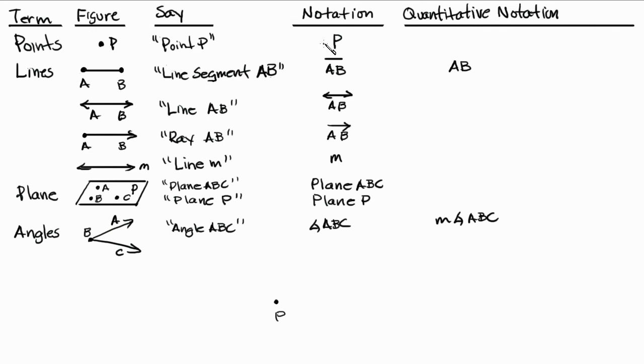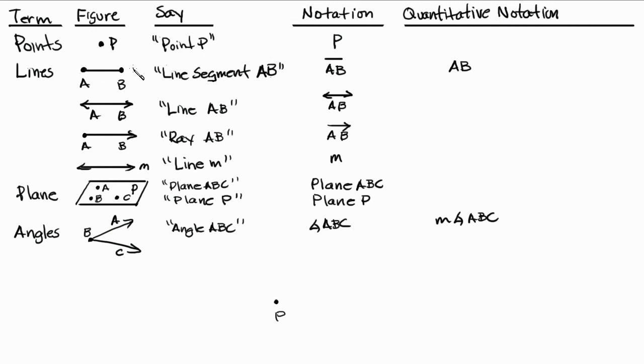And the notation for it is always a capital letter. So whatever letter is assigned to that point is going to be the notation for it. So P. So you'll be given, P on line whatever. So that's basically what it is. It's just a capital letter.